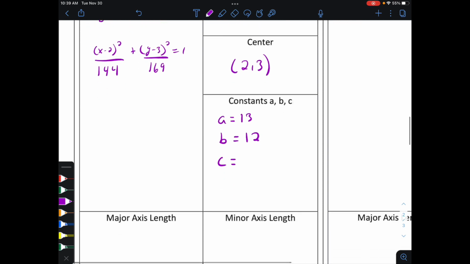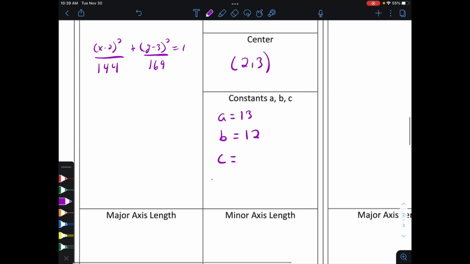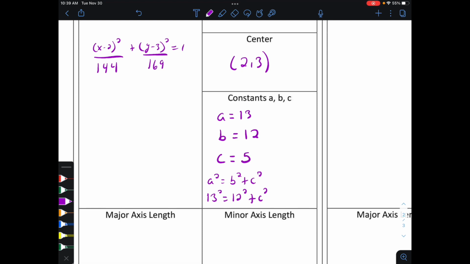Now, for the ellipse, there's a Pythagorean relation. A squared is equal to the constants B squared plus C squared. So we have 13 squared is equal to 12 squared plus C squared. And we solve for C. I try to pick Pythagorean triples, but it doesn't always work out. So you go solve for C here, that C is 5. So I have all my constants A, B, and C.